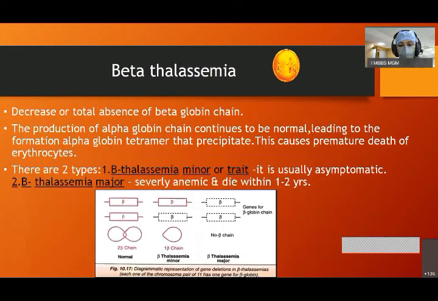Is the slide visible? No, ma'am. Now, no, ma'am. It is visible now.